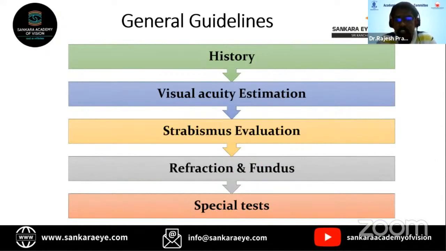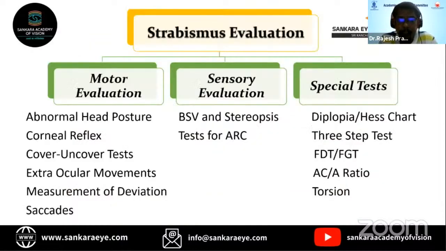We start with the history of the presenting complaints, like squinting. Then we continue with the visual acuity estimation, which is already covered. And then the proper strabismus evaluation part, which I will be discussing. All children have to undergo a complete cycloplegic refraction and fundus examination. A few special tests can be added as and when necessary, depending on the presenting complaint. So this is what I'll go about.